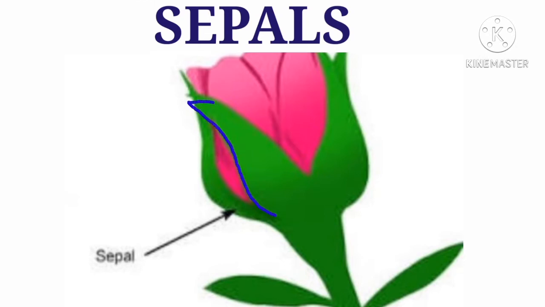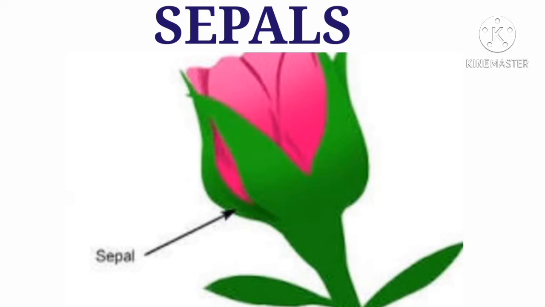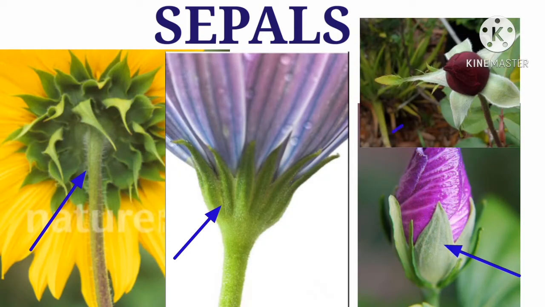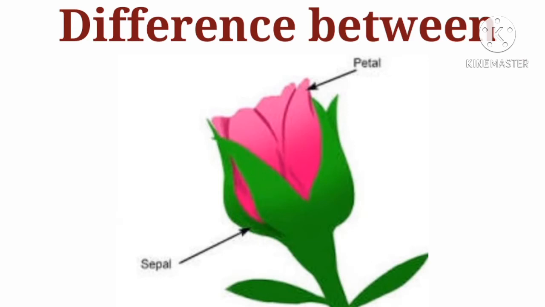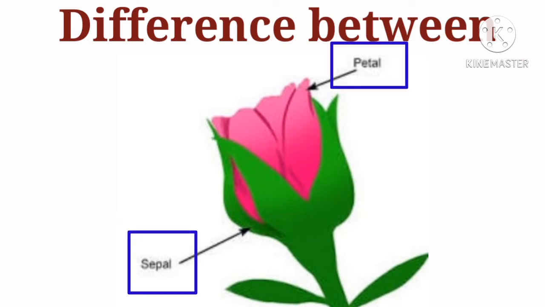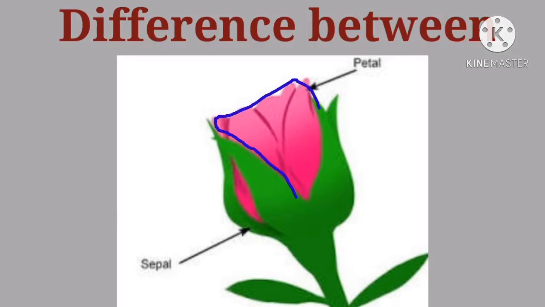Now, let us see what are sepals. The outermost green leaf-like structures of a flower are called sepals. It protects the bud. These are the sepals. So, children, now we understood the difference between petals and sepals. Sepals are the outermost green leaf-like structure of a flower. And next to the sepals, we can see petals. And these petals are brightly colored part of a flower.